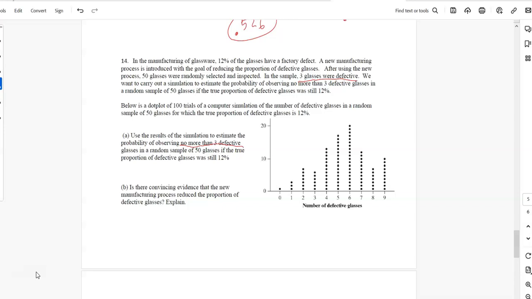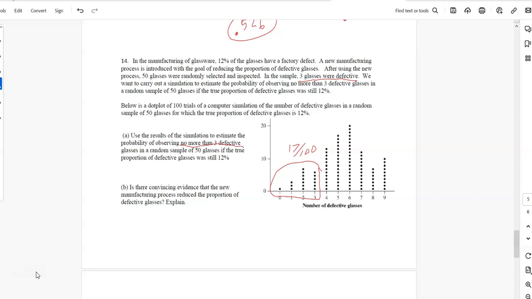So there's a dot plot of the simulation. Refer to that as the simulation here. You want to use that in your question. Some of you are saying the graph, but we're talking about the simulation, the 100 simulations here, 100 trials. Okay, so how many trials resulted in no more than 3? If you count all of these, I believe you get 17 dots. So 17 out of 100 were no more than 3.